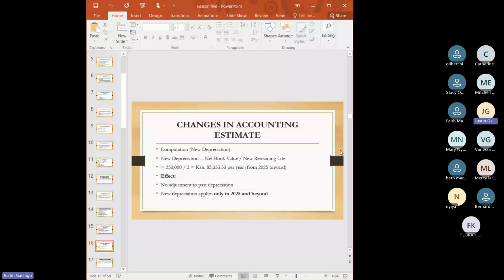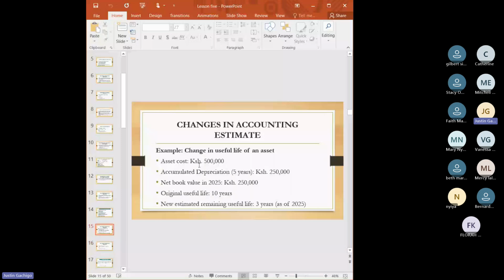An example: we have an asset here. The asset cost is 500,000. The accumulated depreciation for 5 years is 250. The net book value in 2025 was 250. The original useful life is 10 years. So the new estimated remaining useful life is 3 years. So the asset has increased the useful life by 3 years. So how are you going to account for this change?